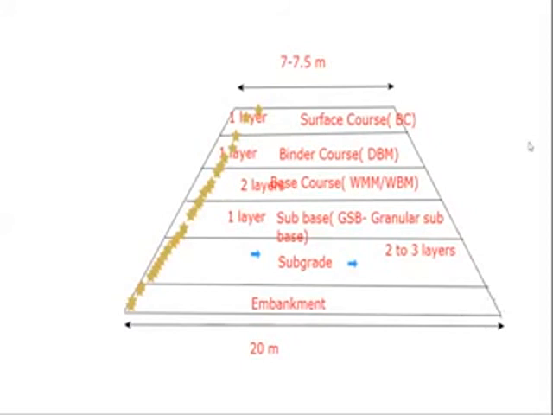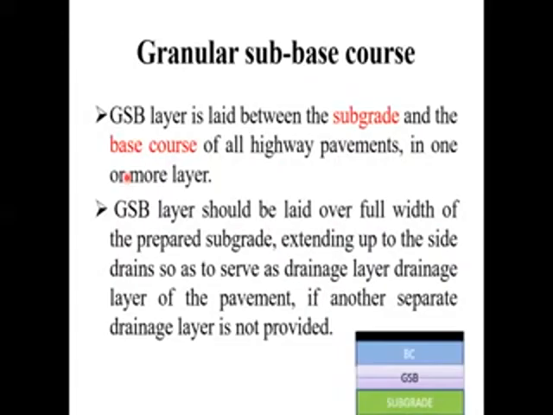Okay, liquid limit should be less than 25% and plasticity index should be less than 6%. If we don't achieve these limits, you have to relay or compact it again, and you should achieve these limits. Next, fines passing 75 micron should be less than 10%. Less than 10% of the fines should be passing through this sieve.